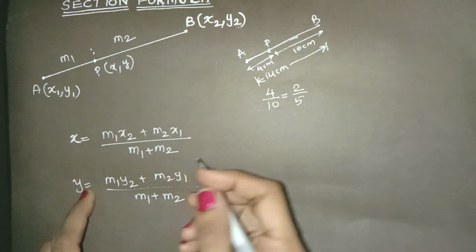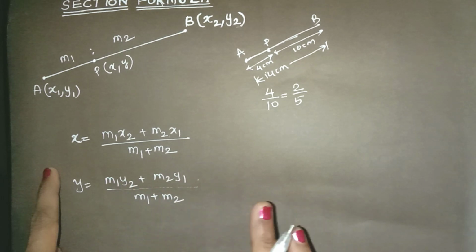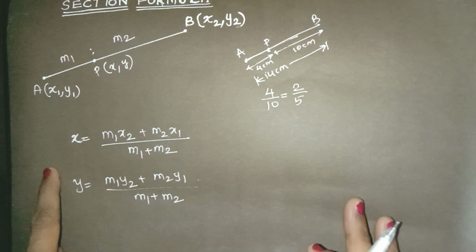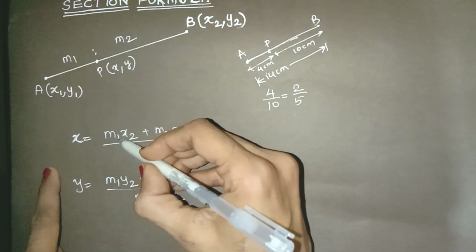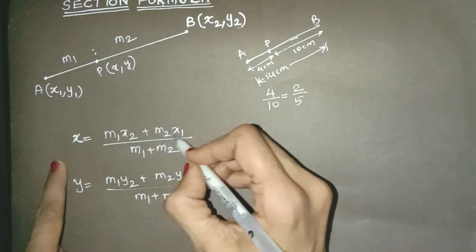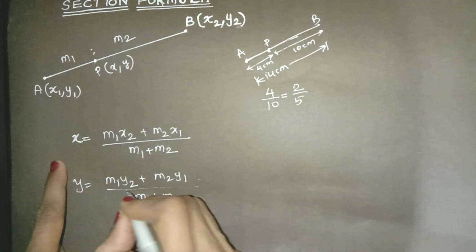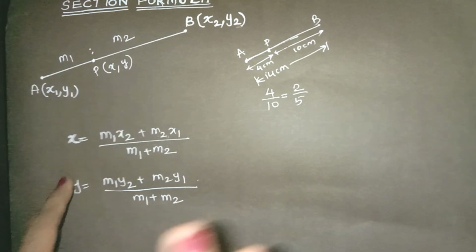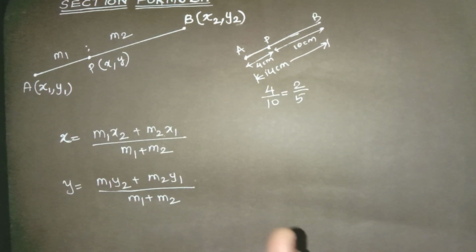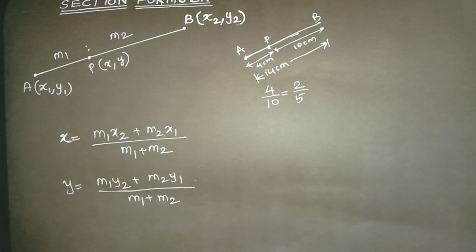Now let's come to the y coordinate. In the y coordinate, again you will have only y2 and y1. Okay, there will be no x coordinate here, and again the same way. See, here it's m1 x2, here it's m1 y2, here it's m2 x1, here it's m2 y1, and again the denominator is m1 plus m2. So very easy to remember, friends. This is the section formula. Now let's do a question based on this formula to better understand it.